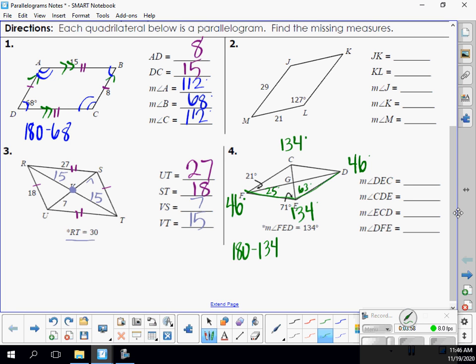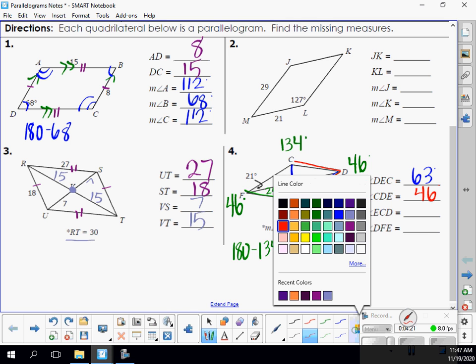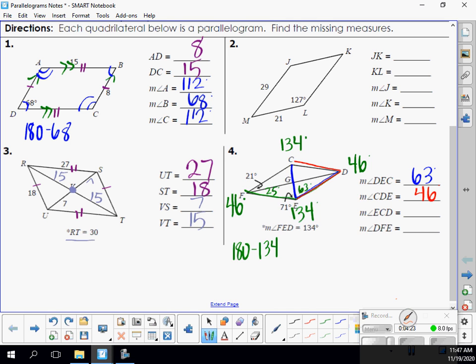All right, so let's see if I have any of my angles. D to E to C. I do have that. D to E to C is 63 degrees. I have C to D to E. C to D to E is all of that, so 46 degrees. And I have D to F to E. D to F to E, that is 25 degrees.